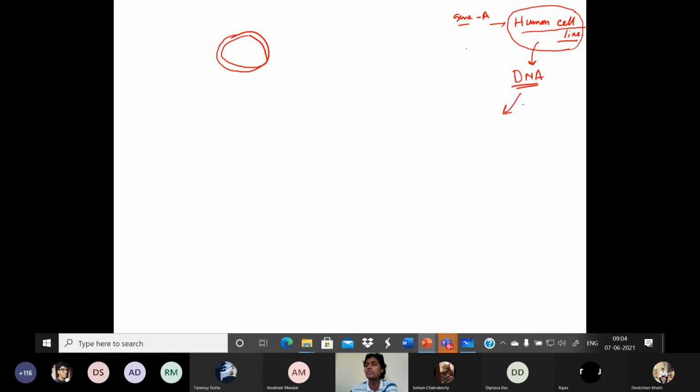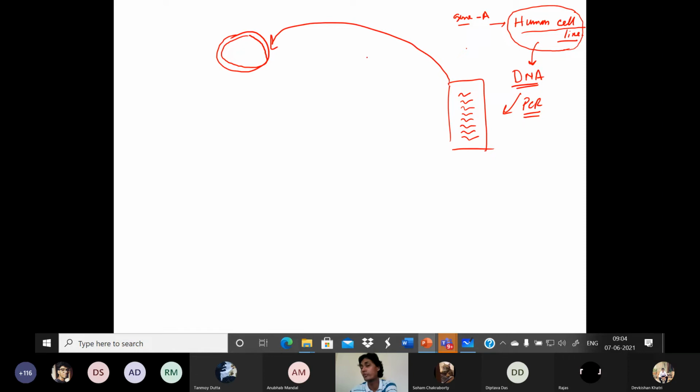You have to do some kind of PCR, you know, that polymerase chain reaction. So as a result of that, you will actually amplify this gene A. You have many copies of gene A, and now you can work on this gene A, and you have to insert this gene A into plasmid.